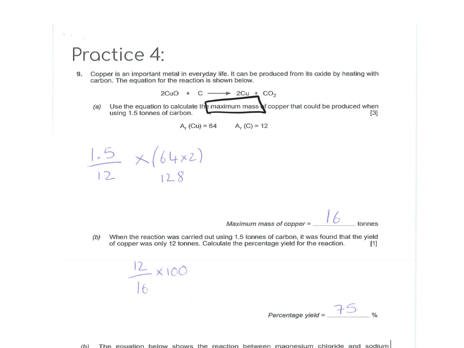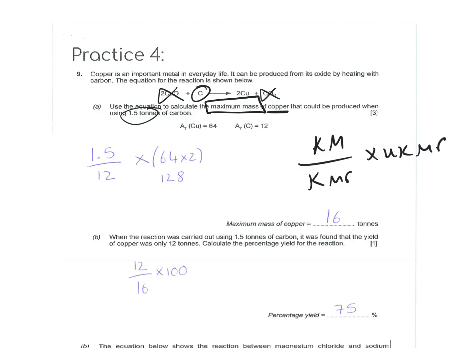Looking at this question, then, it's a reacting mass question. The reason I know it's a reacting mass question is because it says maximum mass here. So the reacting mass question is known mass over known MR times by unknown MR. So the mass I know is 1.5 grams of carbon, okay? They want me to work out the maximum mass of copper, so I get rid of them too because I don't need them, okay? The MR of carbon is 12, then copper is 64, but there are 2 of them. I put it all into the equation and it works out as 16.